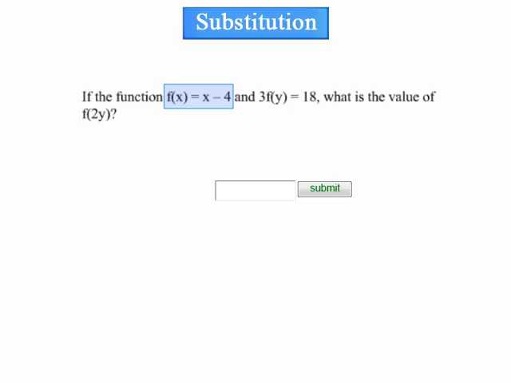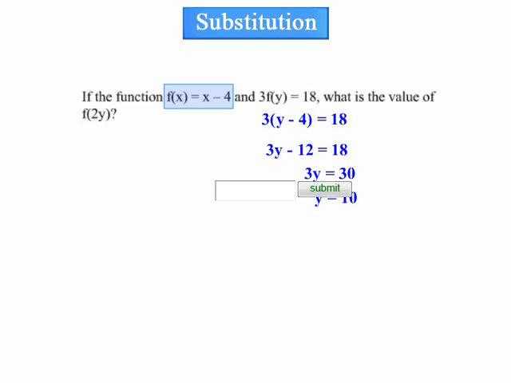First, we're going to have to solve 3f of y equals 18. We'll substitute y minus 4 in there for the y value, for f of y. And we get 3 times y minus 4 equals 18. 3y minus 12 equals 18. 3y equals 30. So y equals 10.